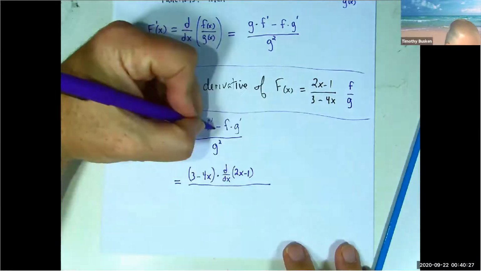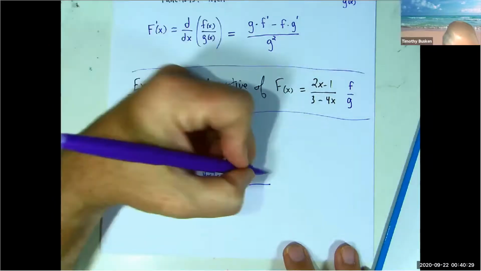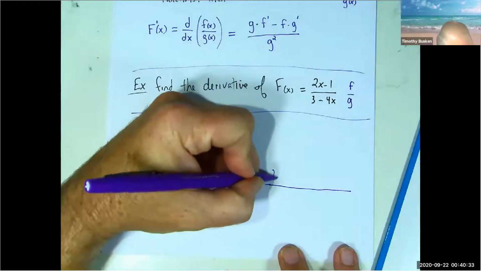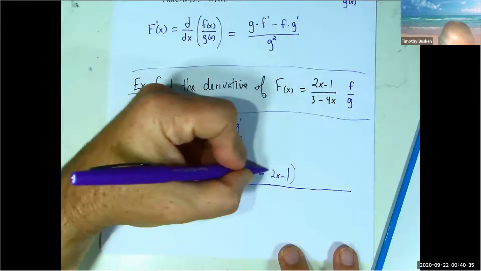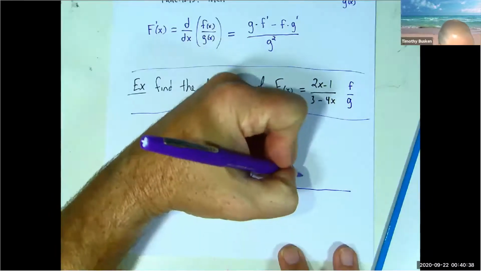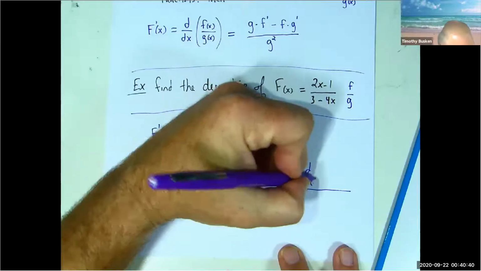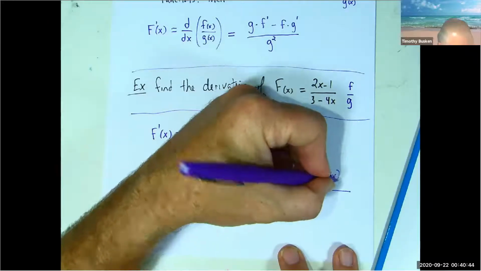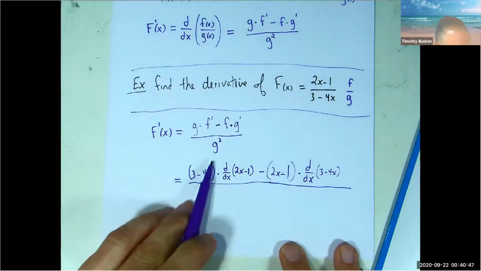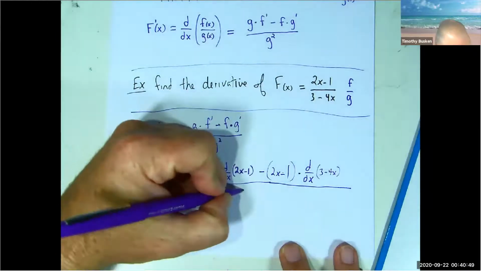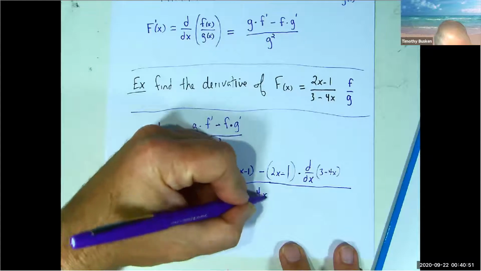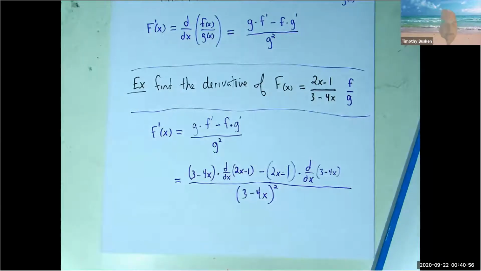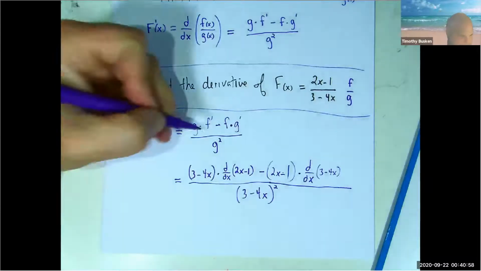And then minus f times g prime. And that's all over g squared. So that's going to be all over 3 minus 4x quantity squared. So that is what the setup would look like.